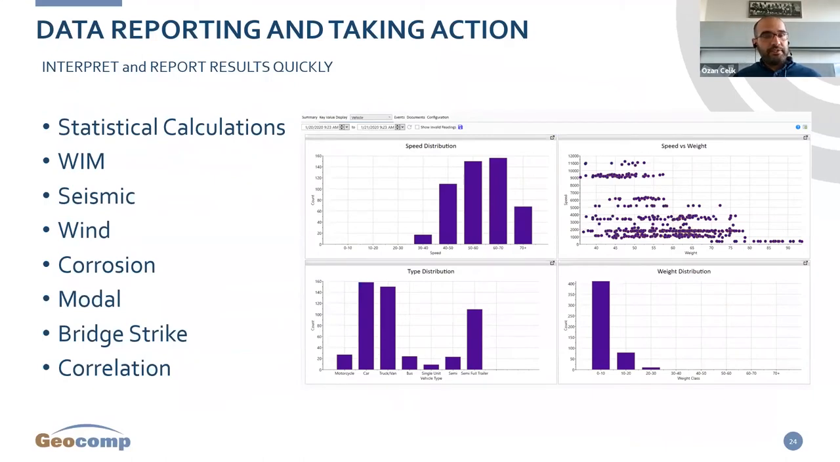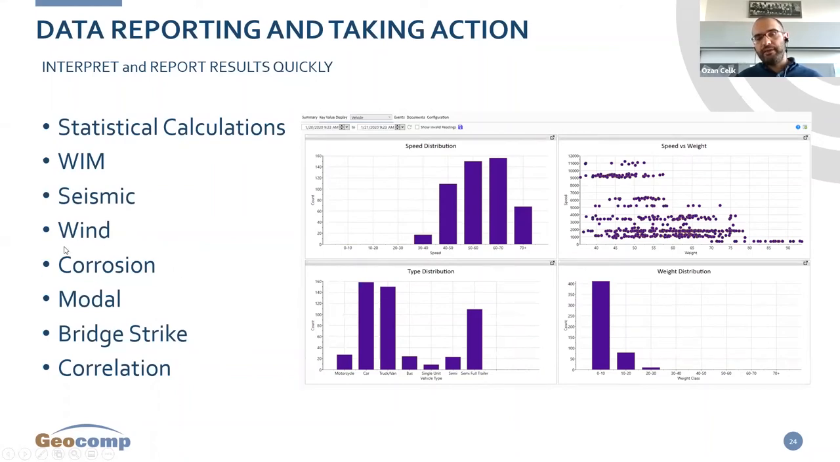An example from the bridge industry is the statistical calculations you can get out of your measurements. These are basically first or second moments of the time series data you are collecting: average, mean, minimum, maximum, standard deviation, or any type of distribution. Also, if you have a weigh-in-motion system installed on your bridge, like the one you are seeing here, it will give you great information about where you stand in terms of all the trucks and cars going over your bridge. Seismic reports will give you information about residual changes in your structure. Wind measurements and the reports associated with them will help you make traffic decisions.